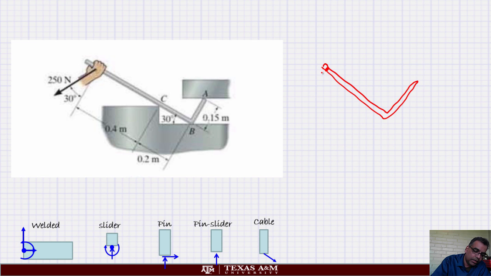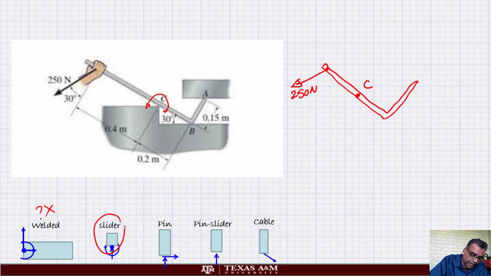So let's see. Point A, it tells you even what is the force. So that's easy, 250 newtons. How about point C? Well, what kind of a joint is it? Do I think it's a welded joint? No. Because it allows this thing to go like that. So it cannot be a welded joint.